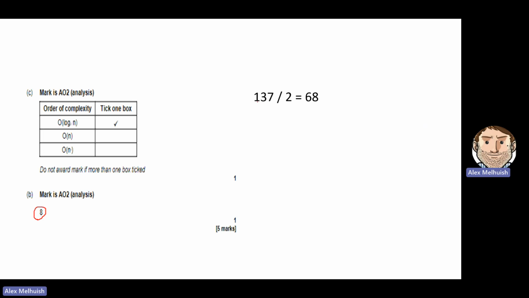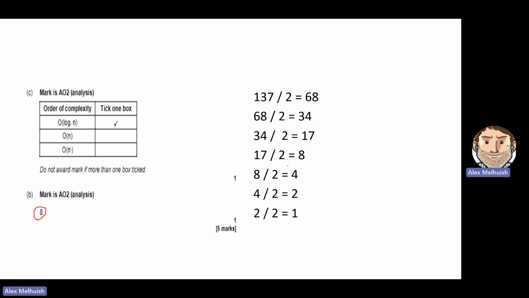So you basically start off and you divide by 2 until you hit 1, and then you've just got to remember to add that one extra comparison on at the end, a bit like we did in the previous example, actually, on the first question, to get your total number of comparisons. So 137 div 2 is 68, 68 div 2 is 34, 34 div 2 is 17, 17 div 2 is 8, 8 div 2 is 4, 4 div 2 is 2, and then 2 div 2.